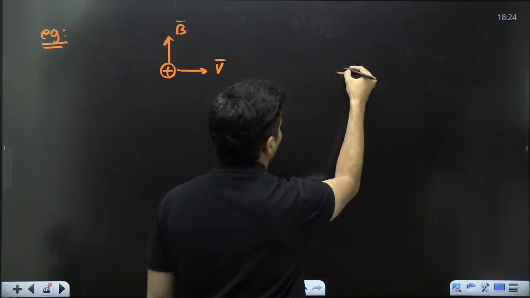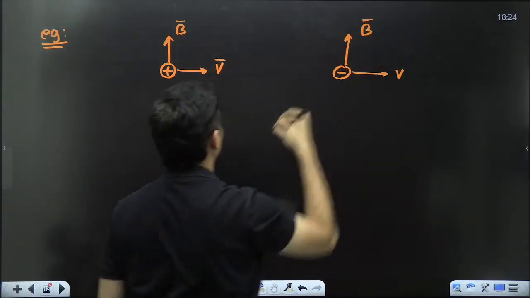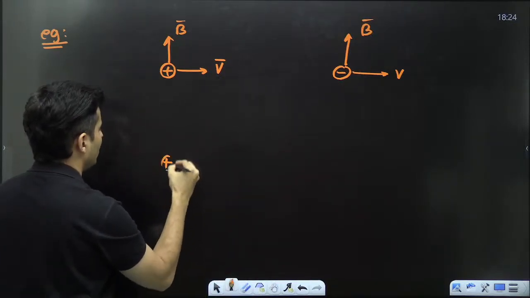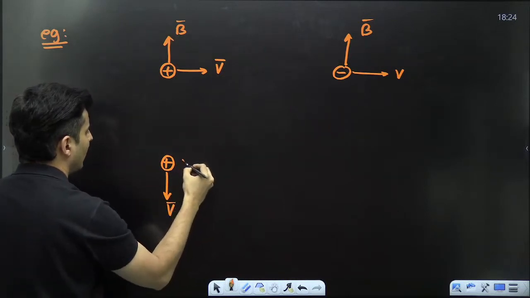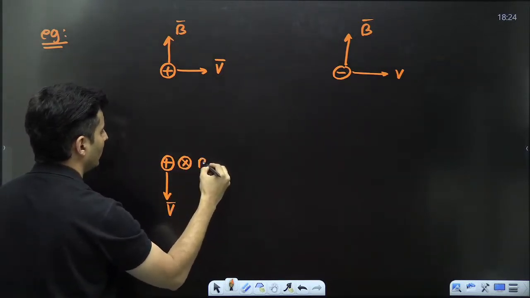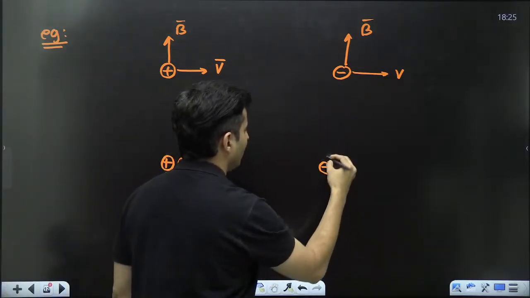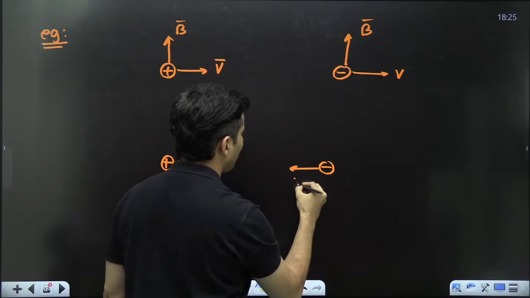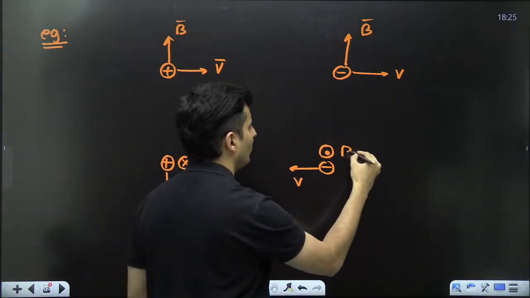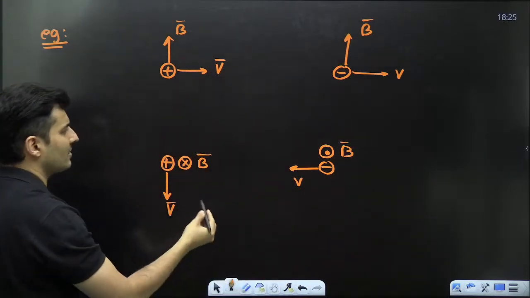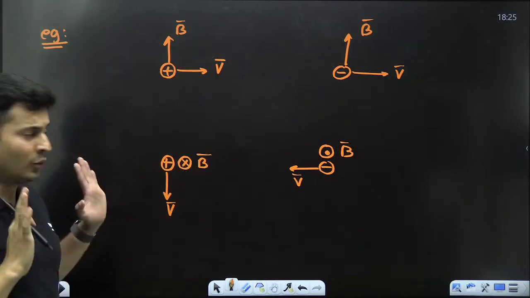Let's say I take a negative charge. Let's say the velocity is like this. Let's say the magnetic field is like this. Let's say I take again a positive charge. Maybe it is going like this, and let's say the magnetic field is inside the plane of the board. Okay. Let's take a negative charge, and let's say the velocity is this way, and the magnetic field is coming towards you. So I've just taken a few cases, my dear students, and in each case I want to figure out what is the direction of the force.